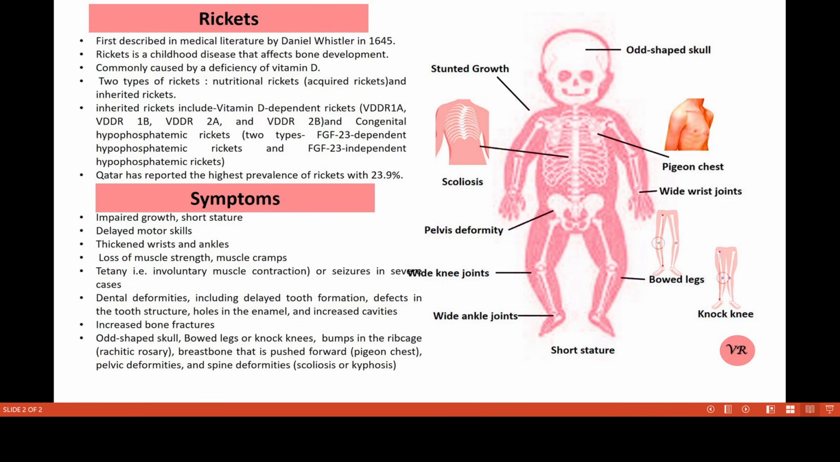Rickets is diagnosed through a combination of physical examination looking for skeletal deformities like bow legs and enlarged wrists, and biochemical tests such as blood tests for low calcium and phosphate or high alkaline phosphatase, and urine tests for high phosphate levels. X-rays confirm the diagnosis by showing characteristic bone changes, and in some cases genetic testing may be used to identify a specific type of rickets.